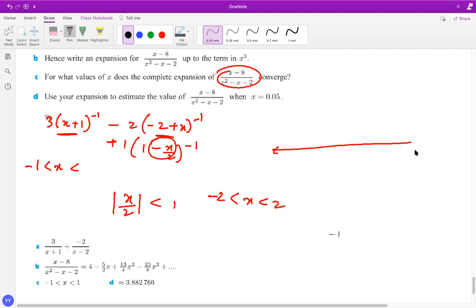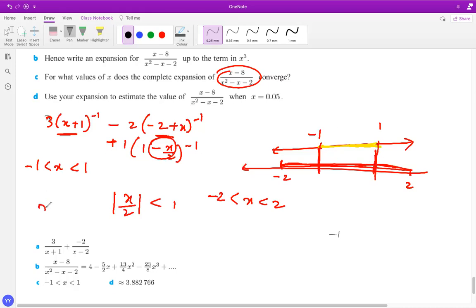Now, if you look at both the series, they are something like this. This first one converged from minus 1 to 1, and the second one converged from minus 2 to 2. So when you look at the common part of convergence, this part is here, and the red part is here. The intersection is only between minus 1 and 1. So they both will converge for x between minus 1 and 1. So that's my answer for convergence.